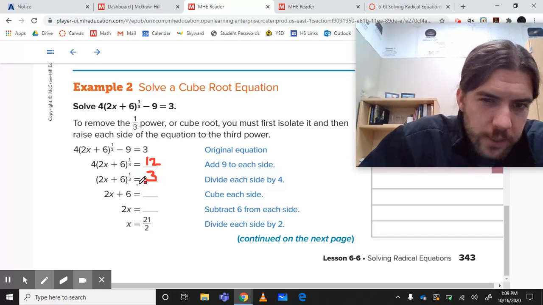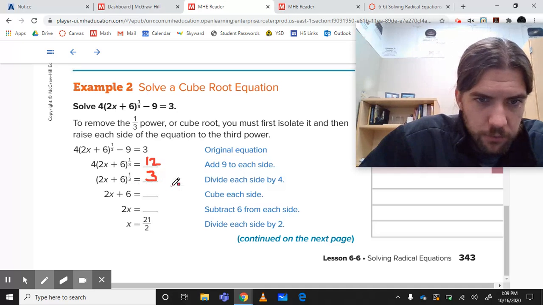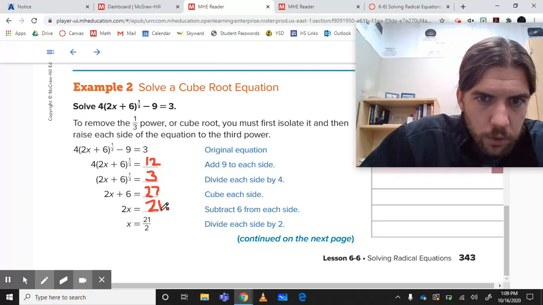We're going to cube each side. So we're going to multiply it by itself 3 times. We're going to do 3 times 3 times 3 on the right. 3 times 3 is 9, times 3 is 27. Now we can subtract 6 on both sides to get 21, and our solution will be 21 over 2.